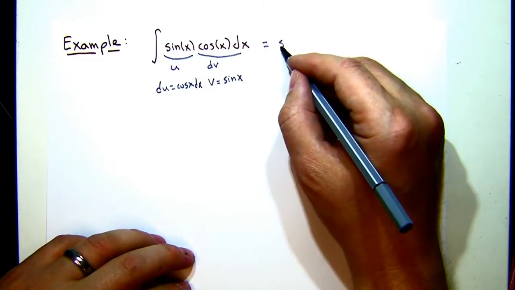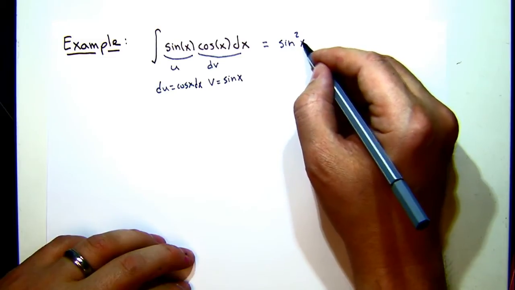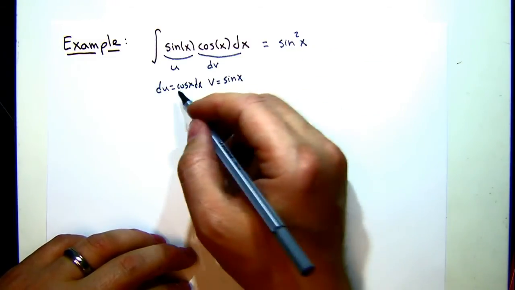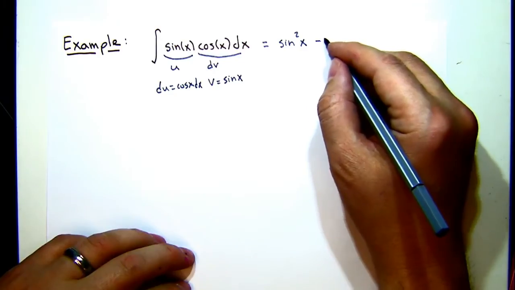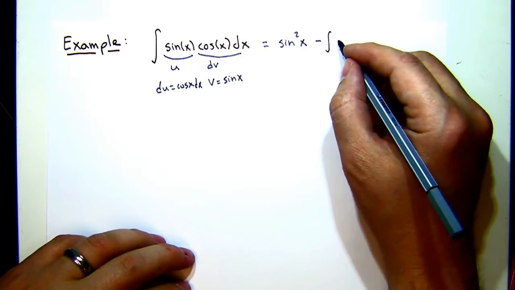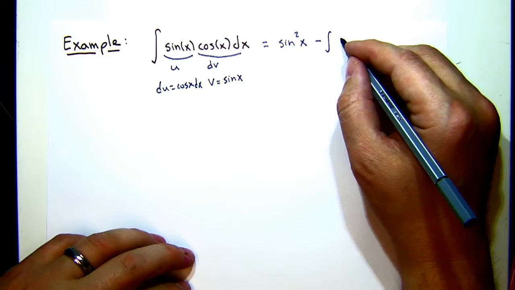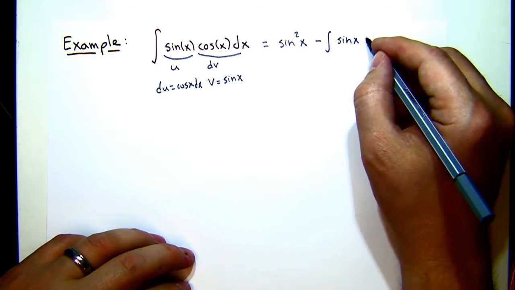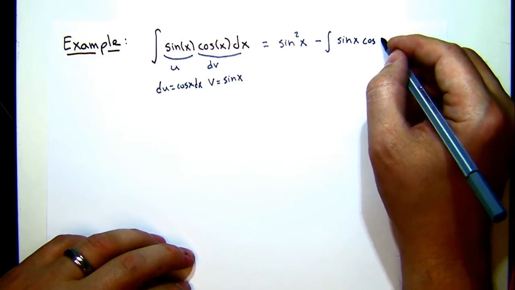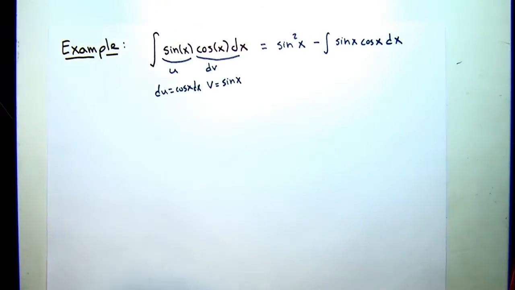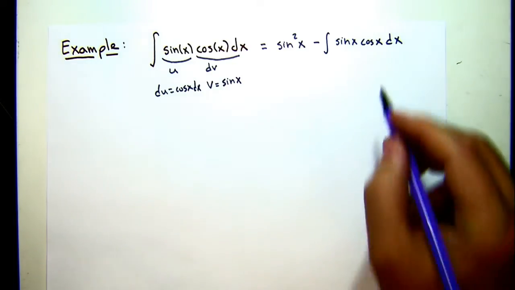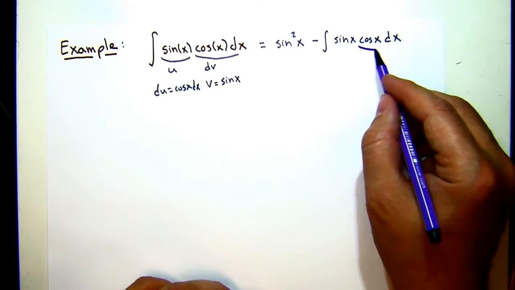All right. So I get this is u times v, which is sine squared x, minus v du. So minus the integral of, and I'll put the sine x cosine x dx. Okay, well, interesting. Let's try something a little different this time.